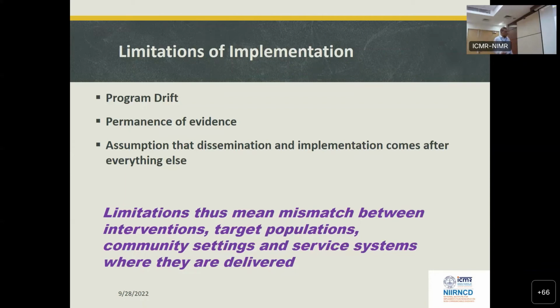So, what are the limitations? Limitations mean a mismatch between interventions, target populations, community settings, and the service systems where they are delivered. Unless they are in synchronization, unless they are on the same path, don't think of scaling up. Don't think of replicating what we have done in one particular area in another. Those are the limitations of implementation. So we talked about challenges, opportunities, and implementation limitations.